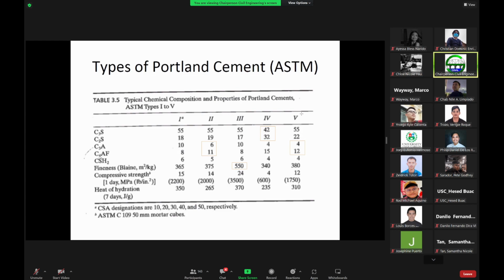Now for your type 5, this is our sulfate resisting cement. So this is similar to type 2, but it is more effective than type 2 when it comes to sulfate resistance. So similar again to type 2, what you have to do is lower the C3A content and increase the C4AF content. But if you compare it to type 2, its C3A content is even lower. So we are lowering the compound that is most susceptible to sulfate attack, which is your C3A.